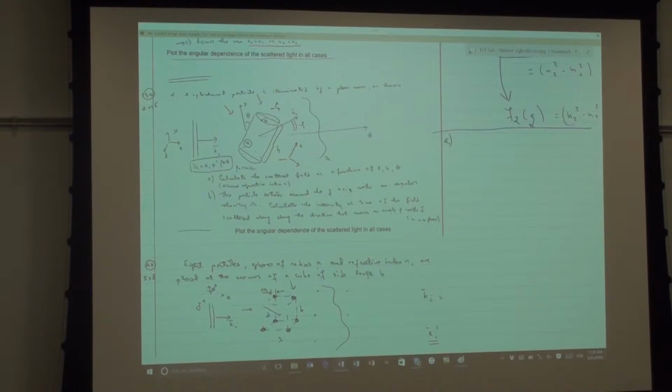Before we do that, plot. So some of you did a great job with the plotting. Some of you took shortcuts and just plot sinusoidal things.